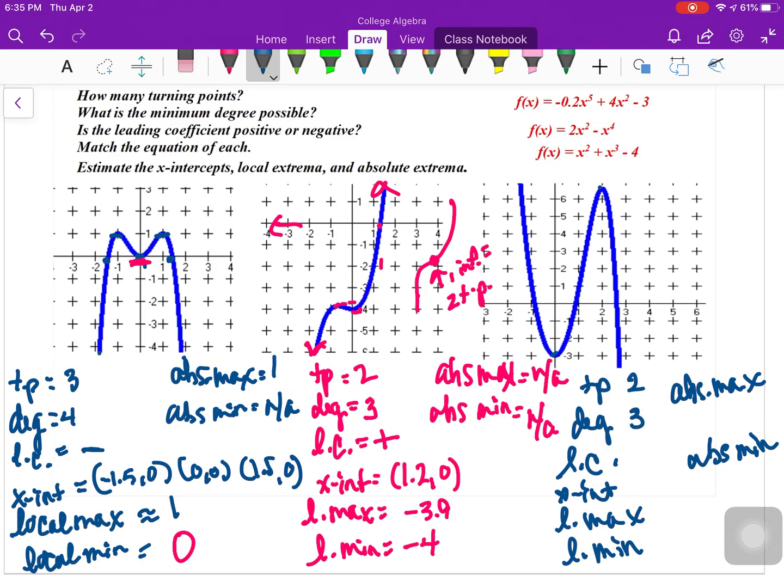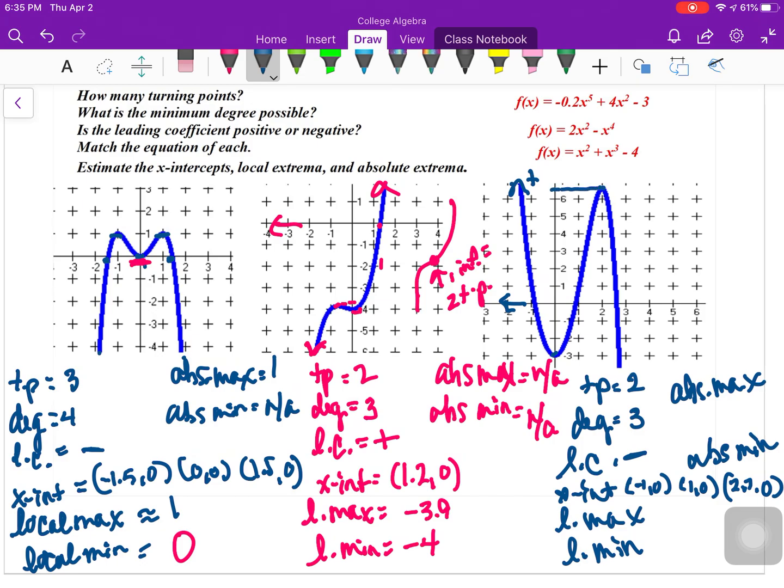I see 1, 2 turning points. So the degree has to at least be 3. Leading coefficient has to be negative, since as I go negative, this graph goes positive. Negative, positive makes negative. X-intercepts looks like negative 1, 0, 1, 0, and 2.70.